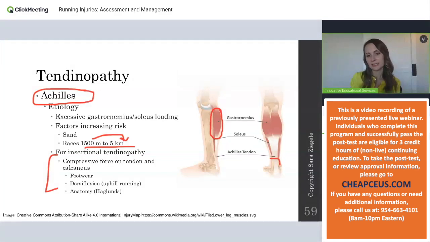Mid-substance being that 2 to 6 centimeters above the calcaneus has slightly different risk factors than the kind when we're talking down here at the insertion. The insertional tendinopathies have a much higher component of compression as a factor. That can come from things like footwear. It can also come from a bunch of uphill running because you have increased dorsiflexion, as we talked about with inclines. And then also anatomically, if someone has a Haglund's deformity, that kind of pronounced posterior bulging of the calcaneus, that can also increase the compressive forces of the Achilles tendon.